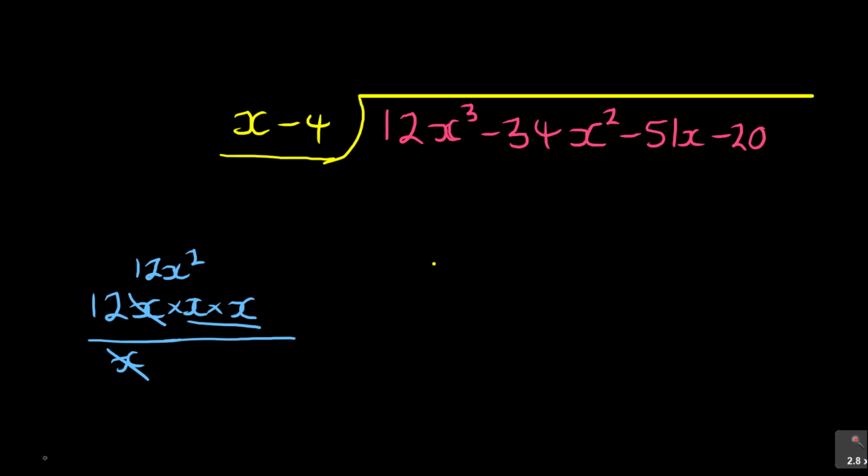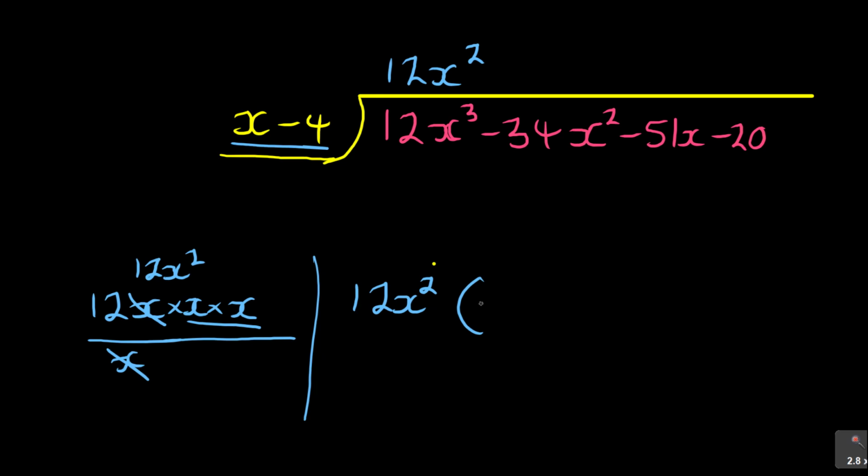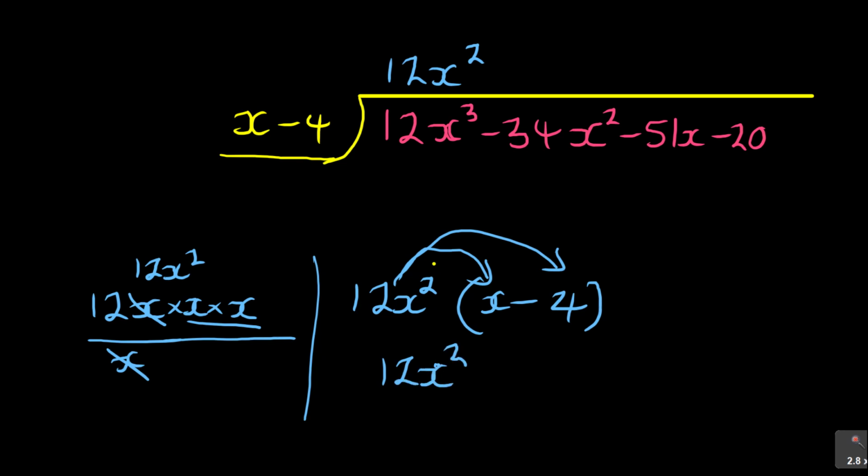So you're going to have on top 12x squared. Then after that, what are you doing? You're going to take that 12x squared, you're going to put a bracket and multiply it by that divisor, which is x minus 4, okay? So you're going to say x minus 4 in bracket. What does it mean? This multiplies, you open that bracket. Say 12x squared times x, it's 12x cubed. It will always go to the previous one. Like here, it will go to 12x cubed. Now, 12x squared times negative 4.